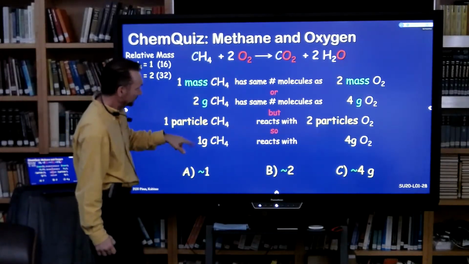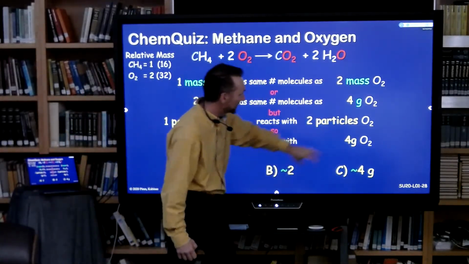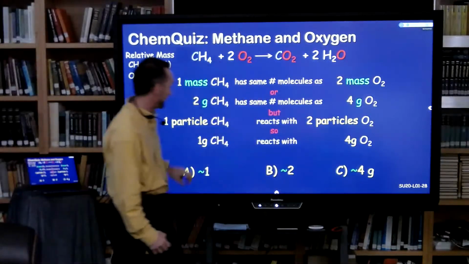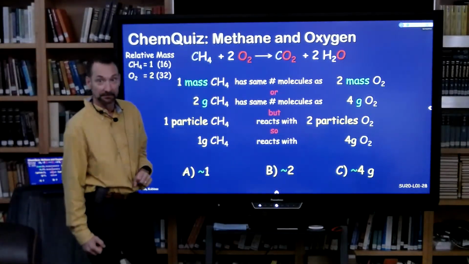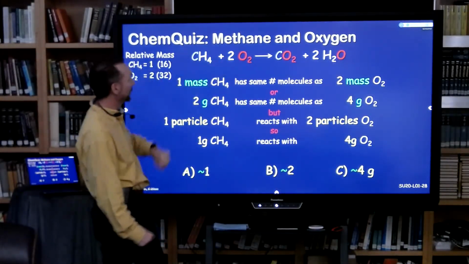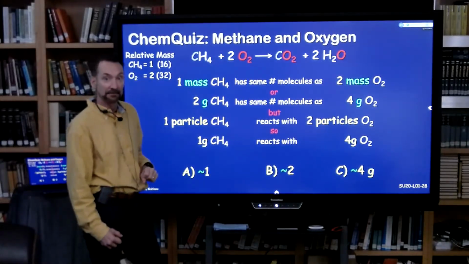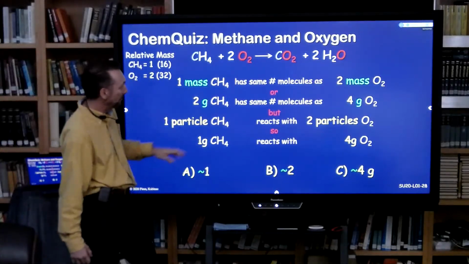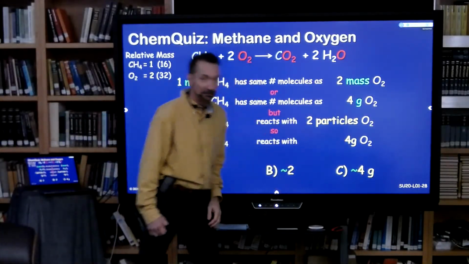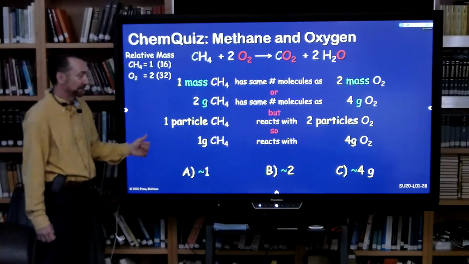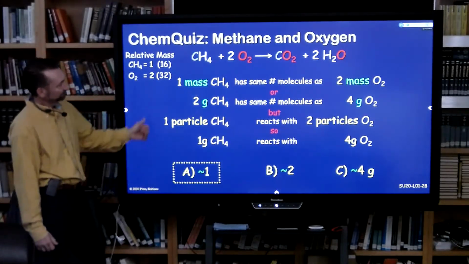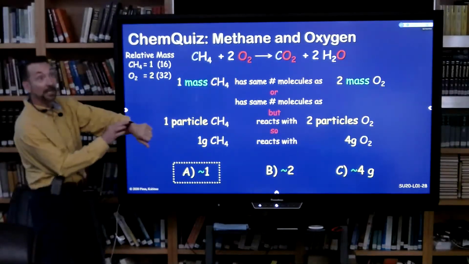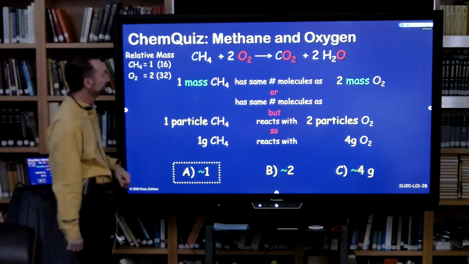1 gram reacts with 4 grams because now there's twice as many particles here as there are here. And that's what you need, twice as many particles here as you have here. So the complete reaction requires just a gram of methane to react with your 4 grams of oxygen. Okay? Fantastic.